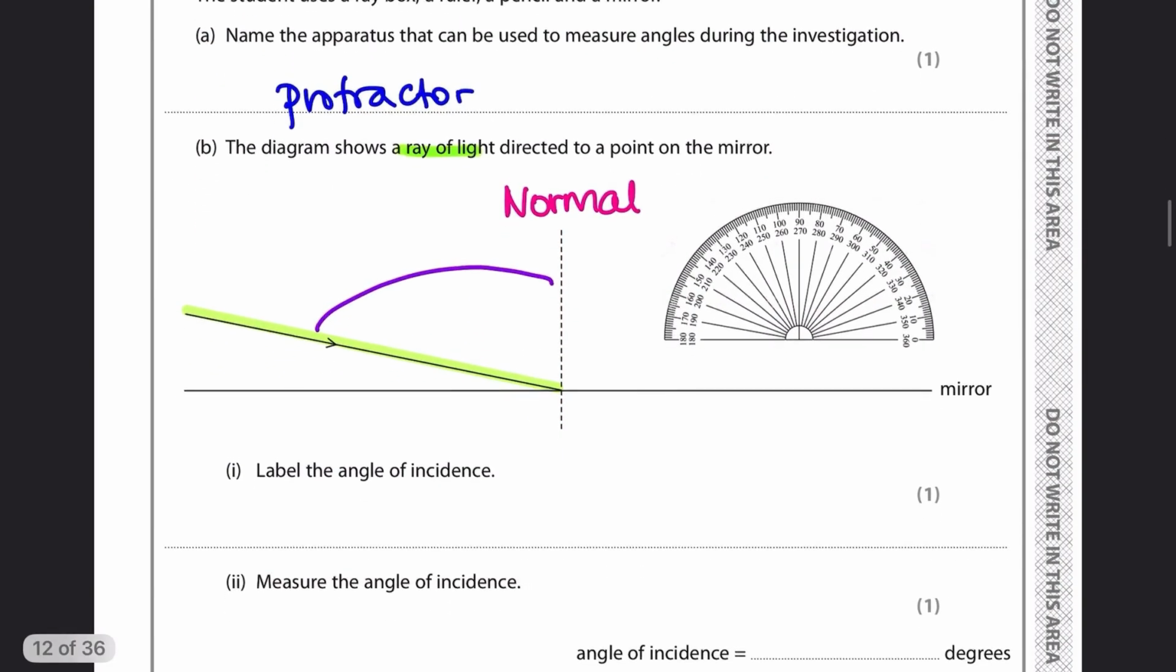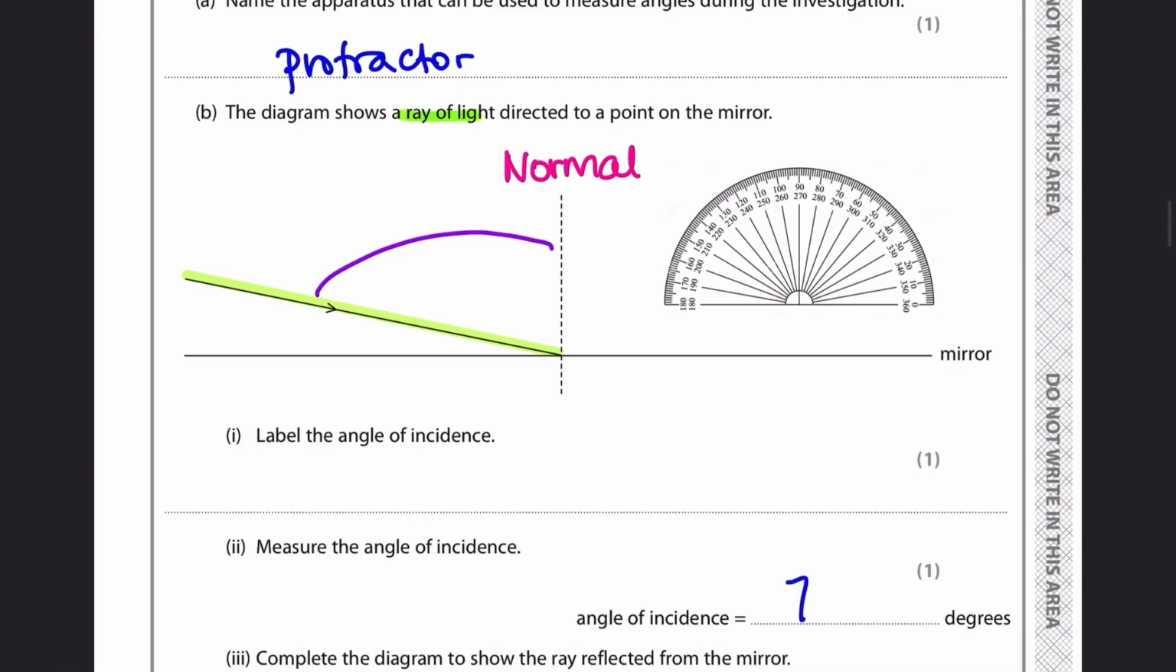Measure the angle of incidence. You're going to whip out your protractor, and then you're going to line it up. You're going to line the 0 up here, and then you're going to see how much this is. And it should work out to be around 79 degrees. And just so you know, the mark scheme accepts anywhere between 78 to 80 degrees. So don't get this too far off. It can't be too wrong when you do the measurement.